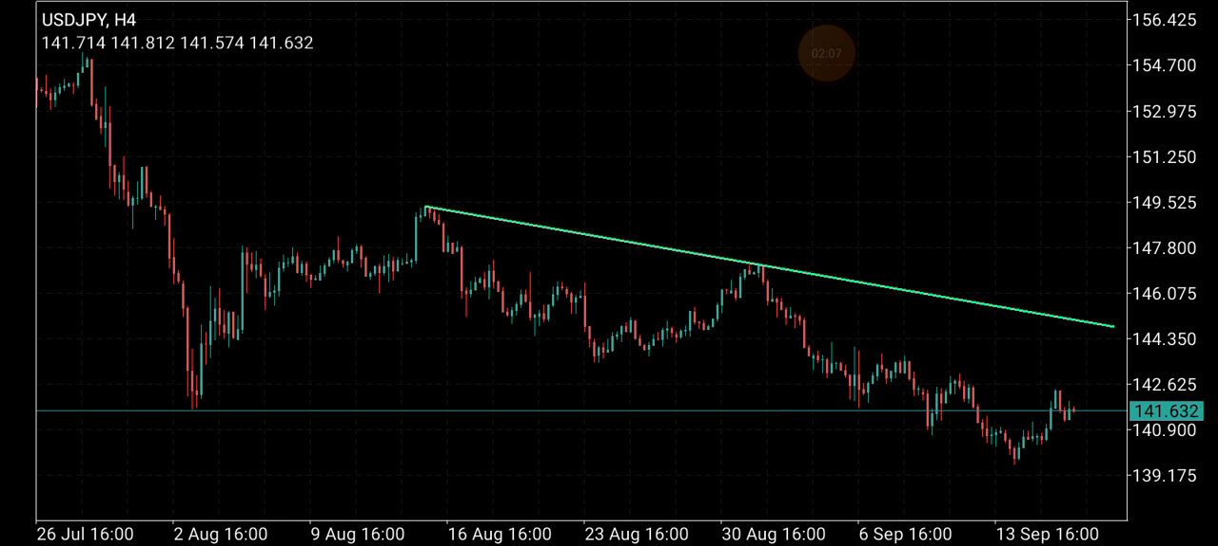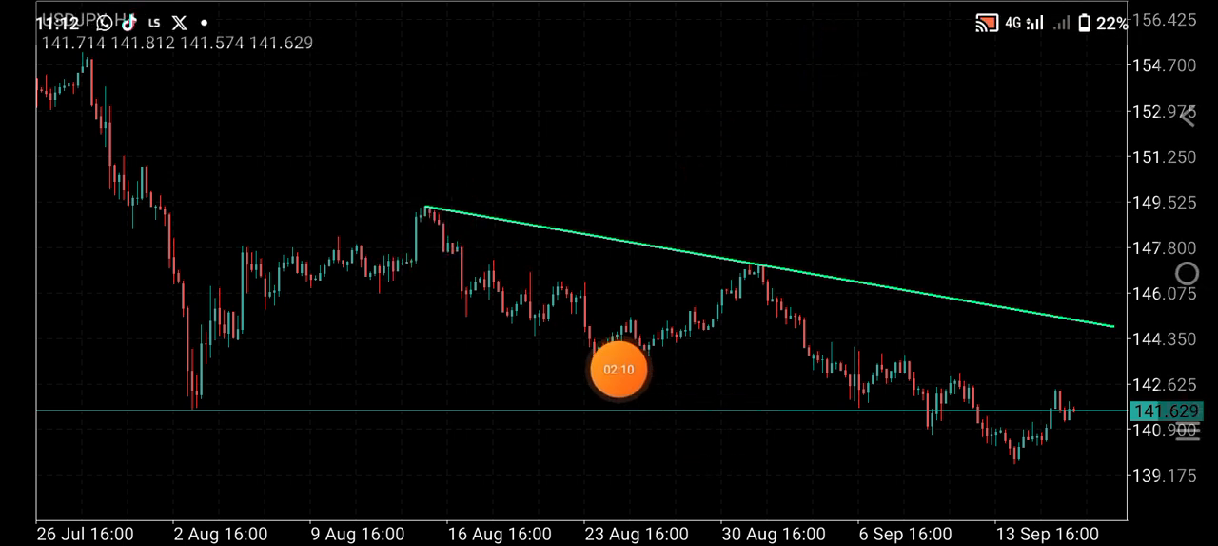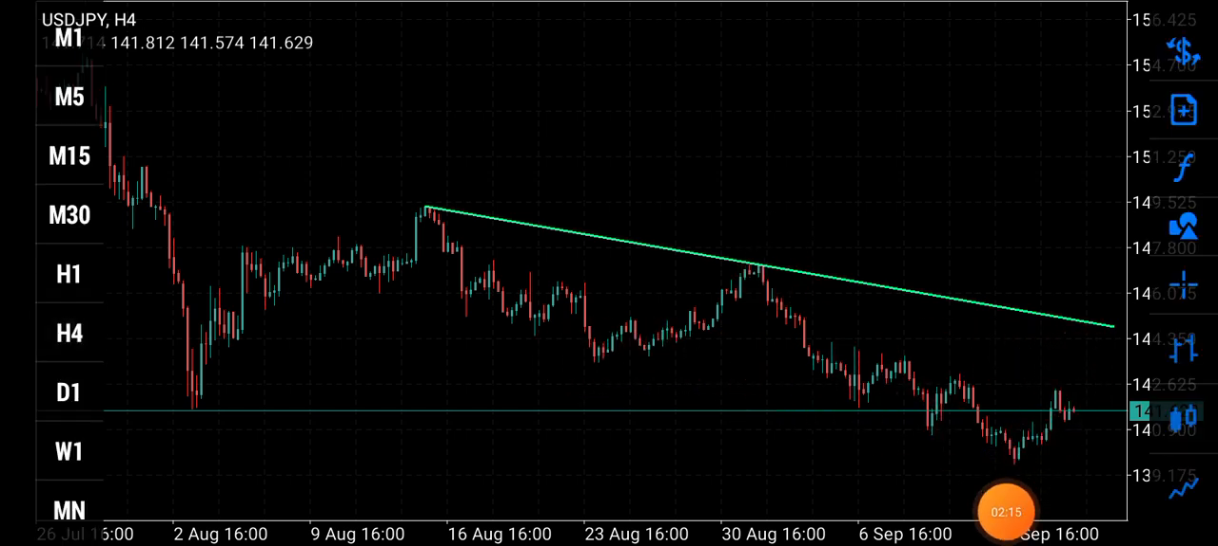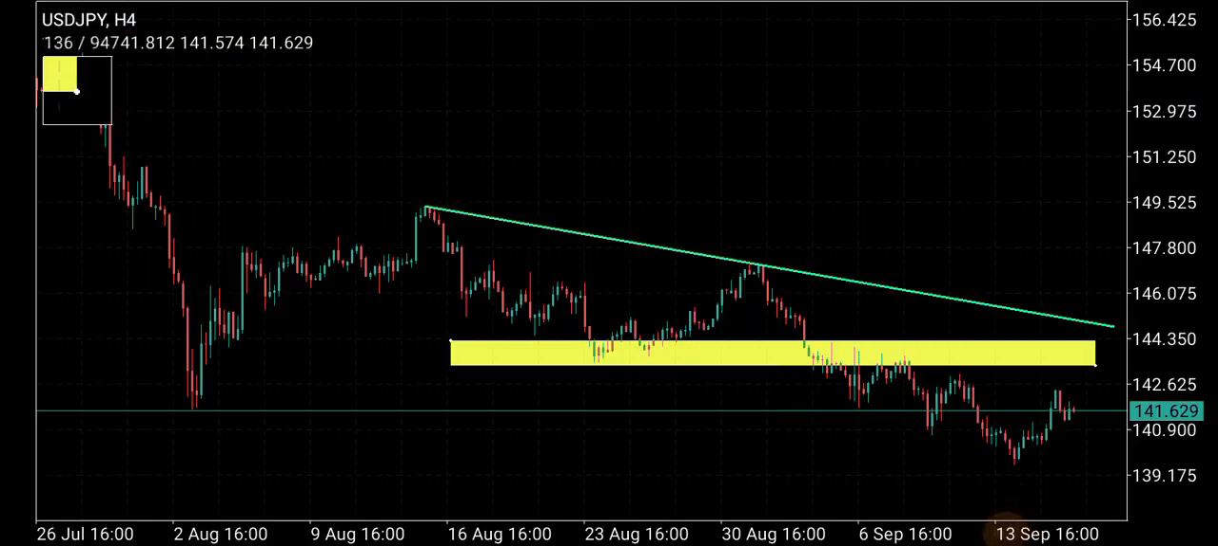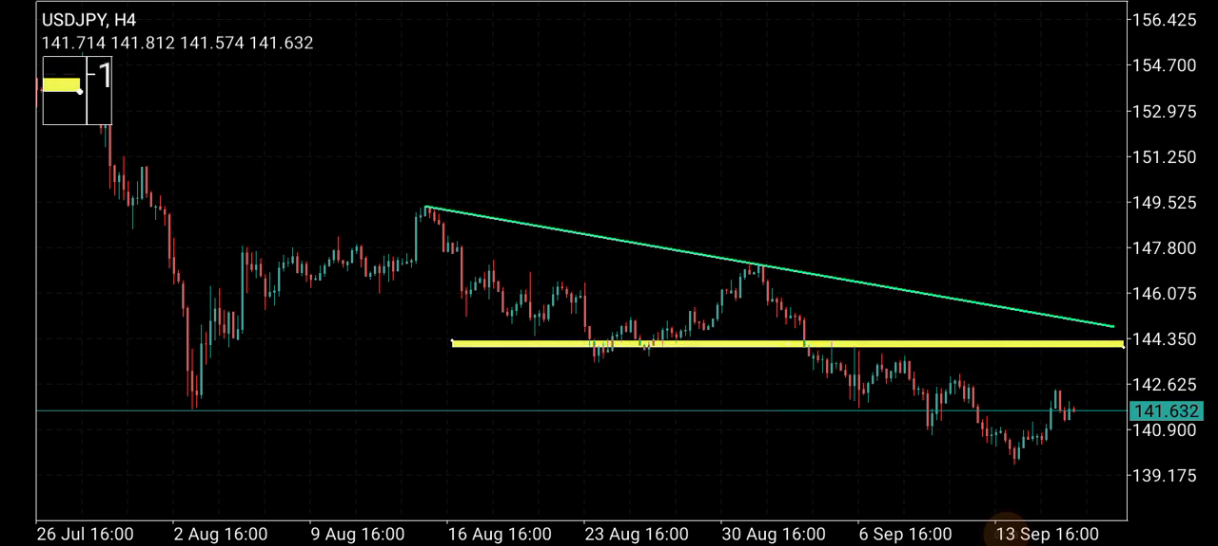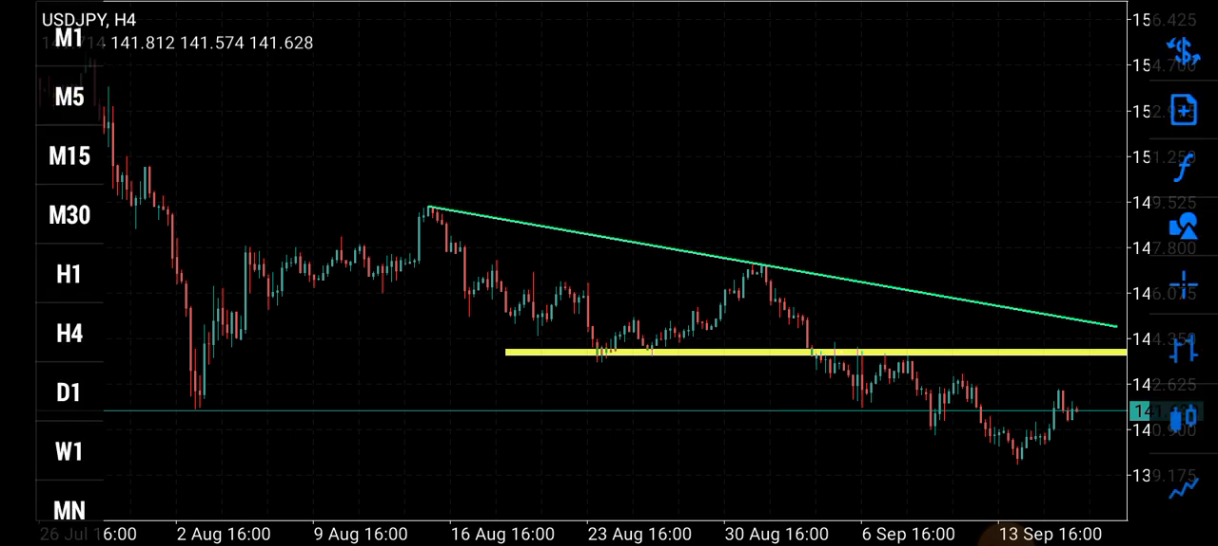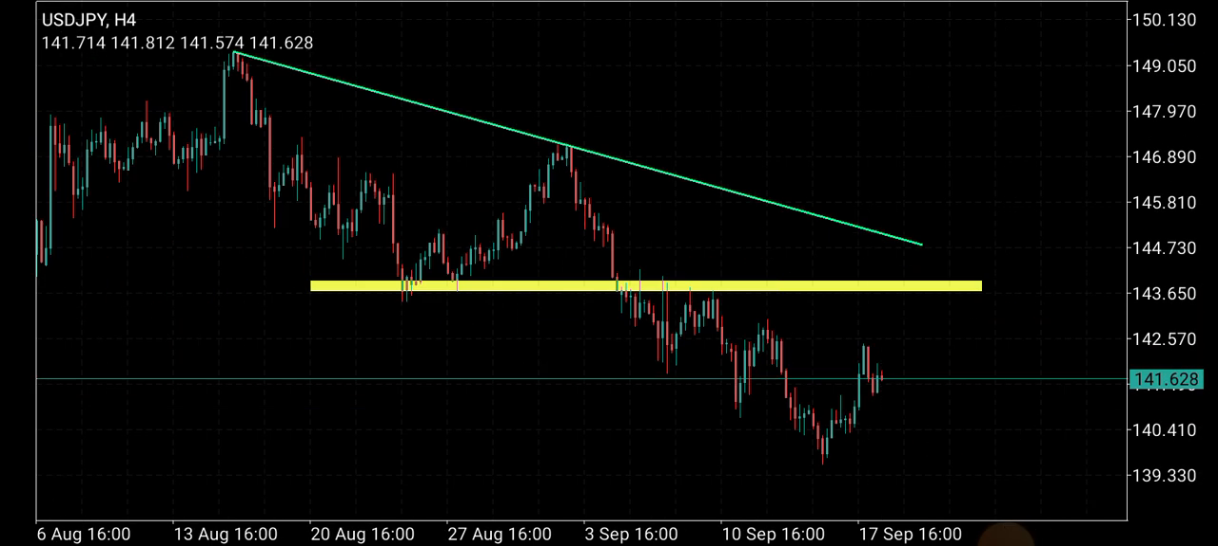Remember, after this first touch, we had a touch, and this thing got broken out. Let me draw out what this is all about. This is my flip zone. So we had the first touch, we had the second touch, it was broken down. So I expect price to come back again to make a third touch, either on the trend line or on the flip zone.